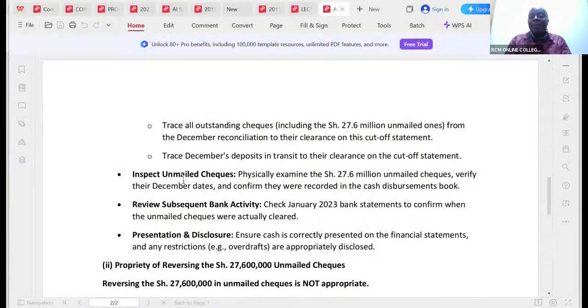Inspect emailed and mailed checks. Physically examine, physically ask for them, because inspection is a key audit procedure. So inspect the emailed and mailed checks, physically examine the 27.6 million worth of checks. Verify their December dates and confirm that they were recorded in the cash disbursements book, because of course, when you are giving out checks, you must record. Review subsequent bank activity. Check January 2023 bank statements to confirm when the unmailed checks were actually cleared.